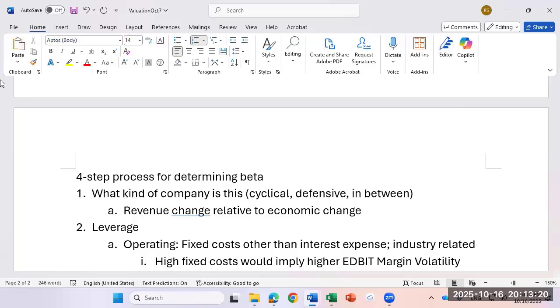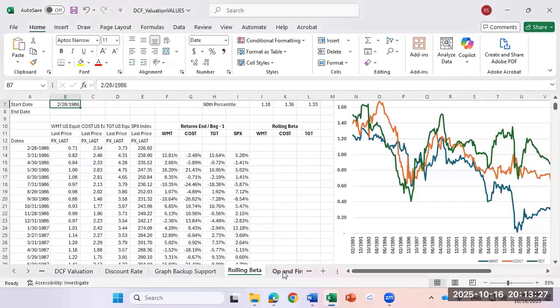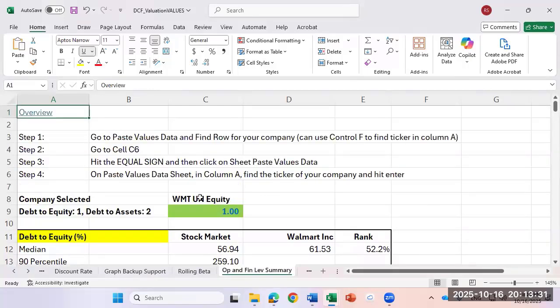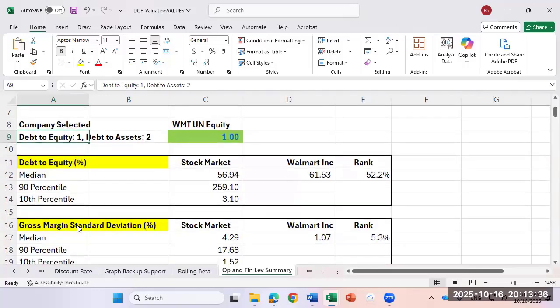So what I have in the spreadsheet, and some of y'all have seen this before, is this operating and financial leverage thing here. So I've got Walmart set up here. I did it two ways. I did debt to equity on the debt side, but a lot of your firms don't have equity. It's negative. And so I did somewhat of a proxy. We're just trying to generally see, is this firm high debt or low debt? So I did debt to assets, so you can, if you don't have the equity. So it's set up to do debt to equity.